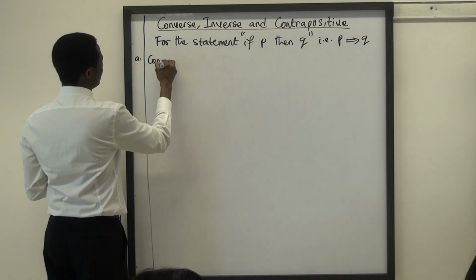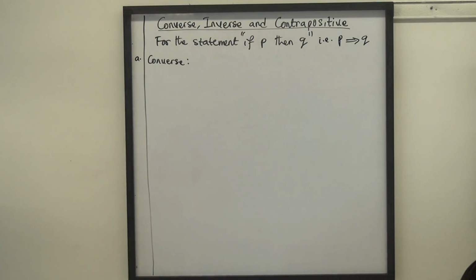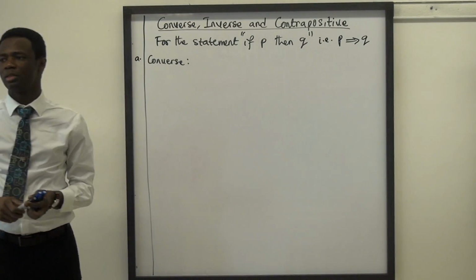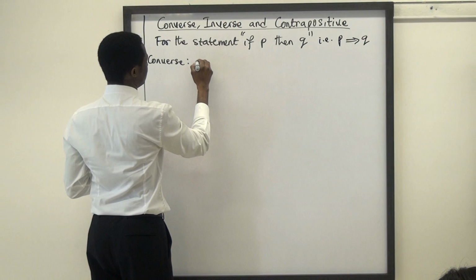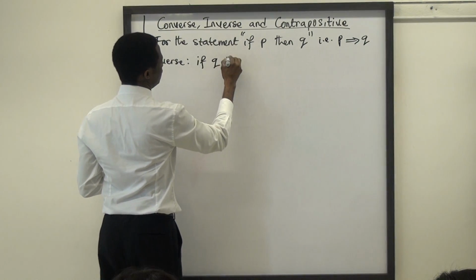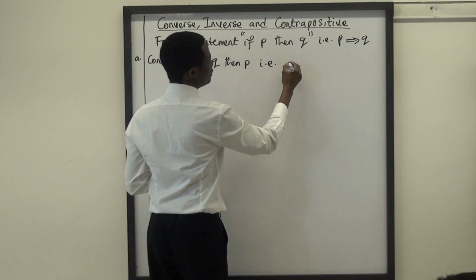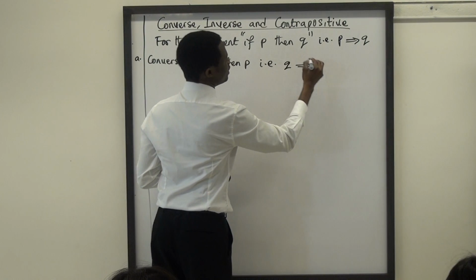The converse, let's write. The converse of this statement is what? You give me first in this form, then in that form. If Q, then P. And in symbolic form, Q implies P.